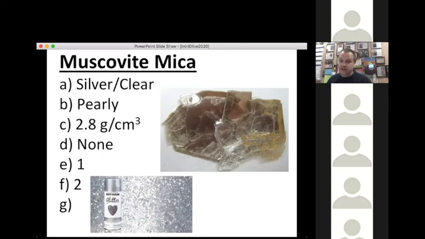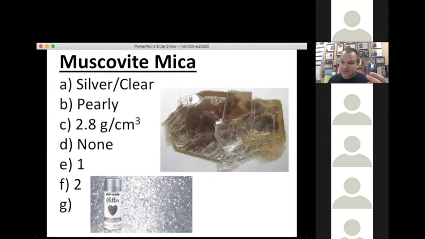none, no streak. Letter E, I asked for the cleavage. This is smooth, right? It's flat on one side like a sandwich. That is one direction of cleavage. One. And it's perfect. That means that it's perfectly flat and smooth one direction. So some of you wrote perfect, and that is right. Perfect cleavage, one.